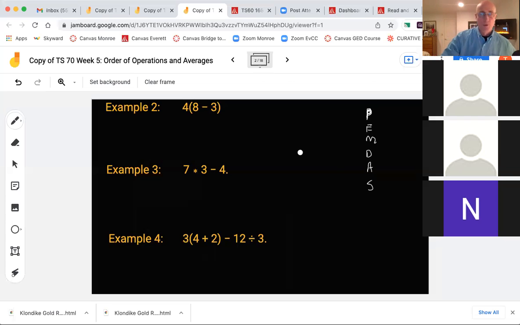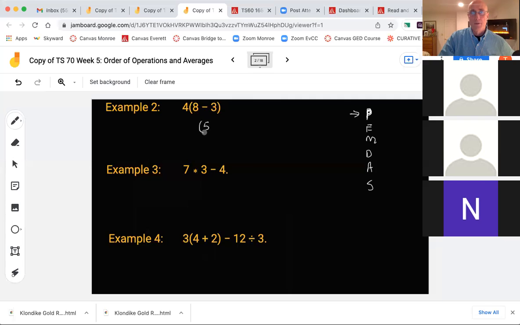Looking at example number 2 here. The rule is do what's in parentheses, the P in PEMDAS, which I rewrote. You might as well rewrite this in the margin to the right here, just reminding yourself: PEMDAS, parentheses, exponents, multiply, divide, add, and subtract. Do what's in parentheses first. See how these little bracket-like things are called parentheses in English, okay? 8 minus 3, 8, 7, 6 is 5, okay?